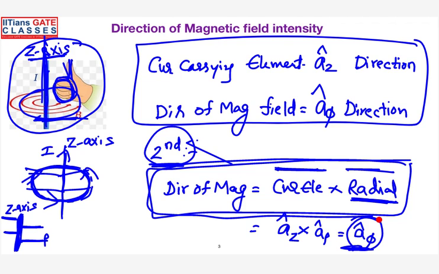I will summarize again. Using Fleming's right-hand principle, you start with your right hand, placing the thumb in the same direction as the current, and see the movement of all the other fingers, which gives the direction of the magnetic field. That is the first method. And the second method is that the direction of the magnetic field is the cross product of the current element into the radial direction. This straight away gives the magnetic field direction.